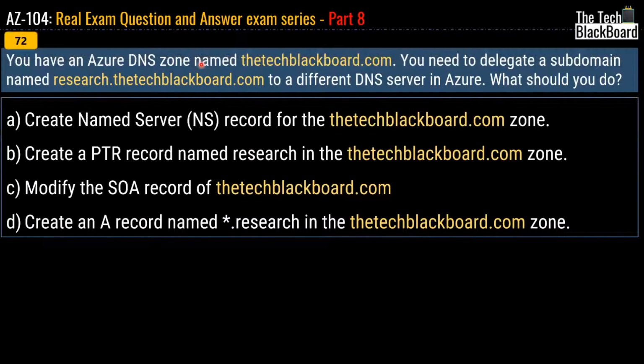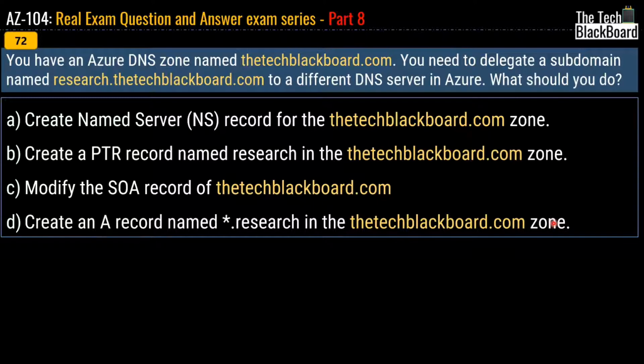Our question number 72 says that you have an Azure DNS zone named thetechblackboard.com. You need to delegate a subdomain named research.thetechblackboard.com to a different DNS server in Azure. What should you do? Should you create a name server record for the thetechblackboard.com zone, or create a PTR record named research in the thetechblackboard.com zone, or modify the SOA record for thetechblackboard.com, or create an A record named star.research in the thetechblackboard.com zone?